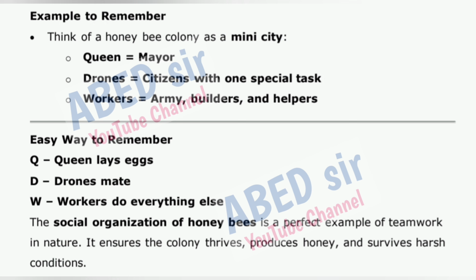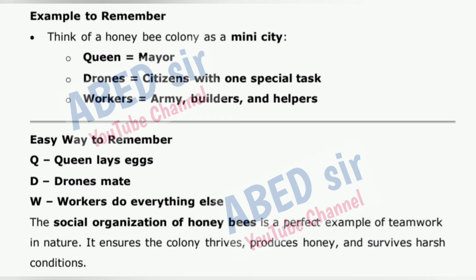Example to remember. Think of a honey bee colony as a mini city. Queen equals mayor. Drones equal citizens with one special task. Workers equal army, builders, and helpers. Easy way to remember. Q. Queen lays eggs. D. Drones mate. W. Workers do everything else.